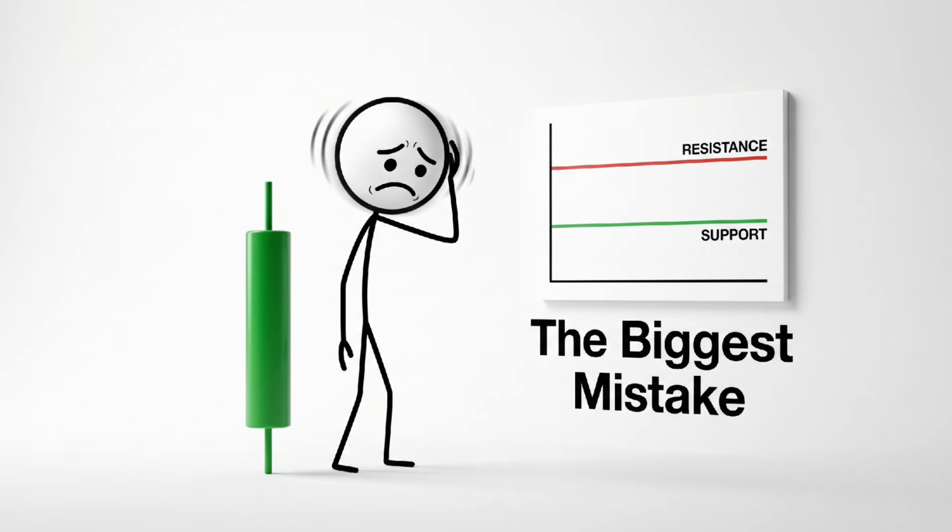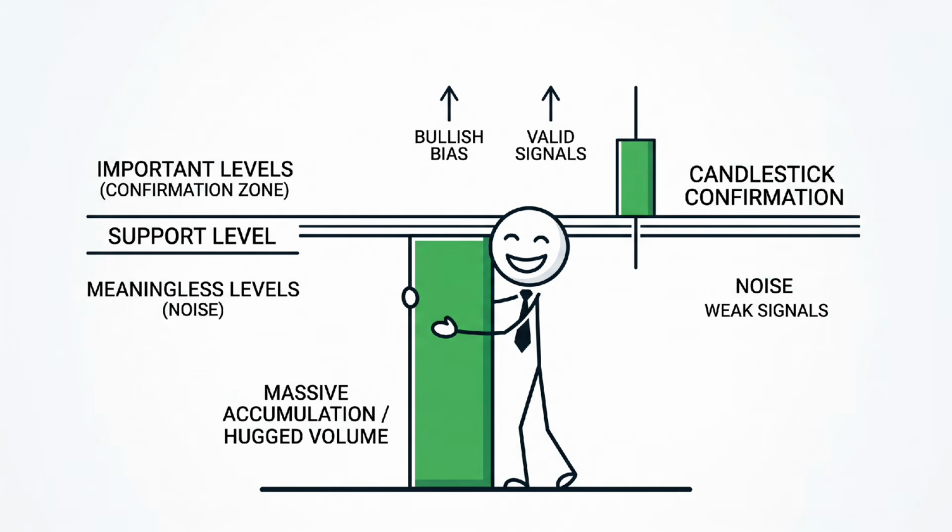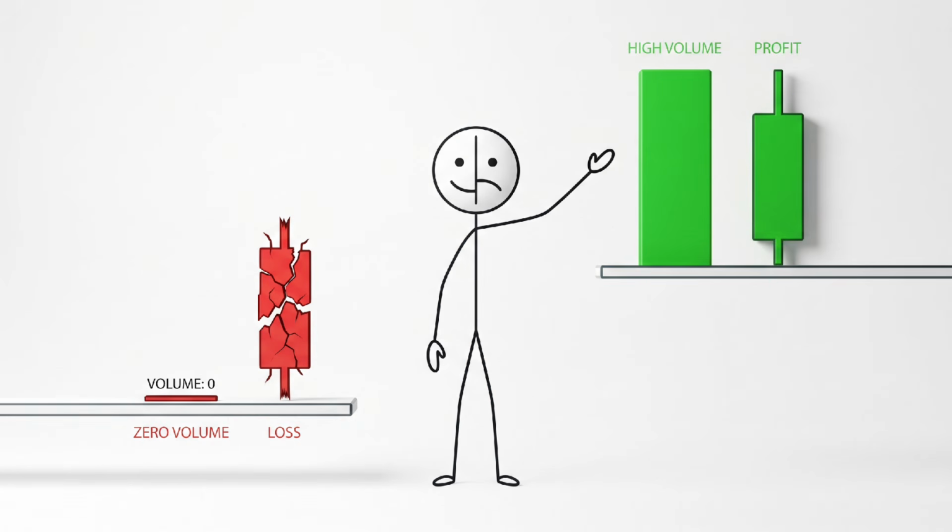The biggest mistake. Most traders try identifying buy and sell zones using nothing more than horizontal support and resistance lines. But not every support level is strong. Not every resistance level matters. Volume is what separates the important levels from the meaningless ones. If an area attracts unusually high volume, that level deserves attention. If there's no volume behind it, that level can easily fail.